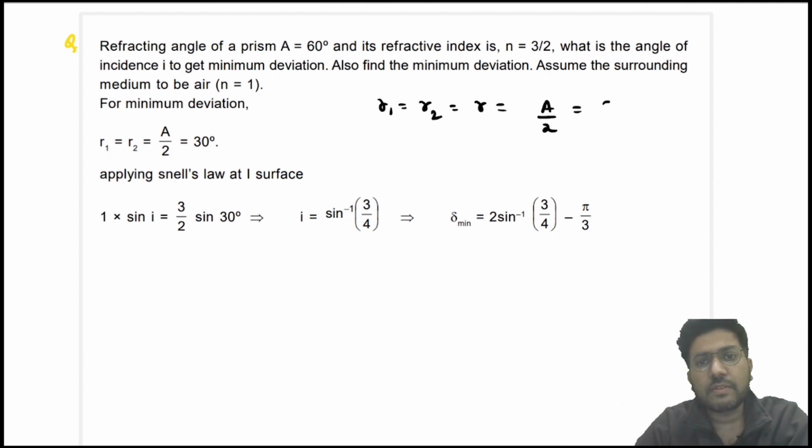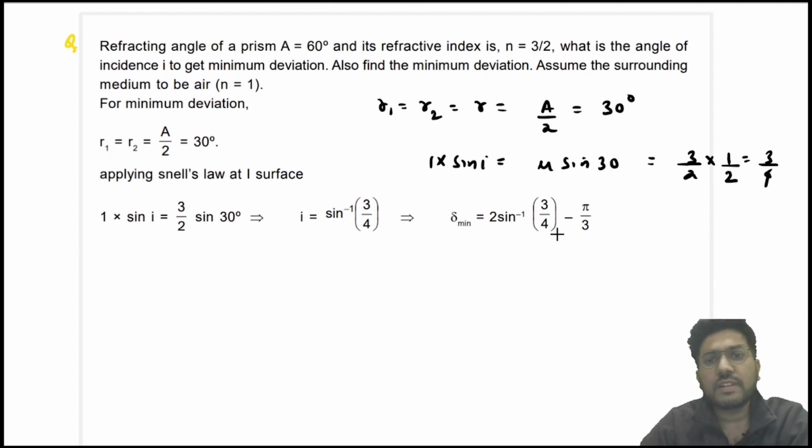So that will be equal to 30 degree because A is 60 degree, right? So I will write Snell's law in any of the surface. I will write mu1 sine, that is 1 into sine I, is equal to mu into sine 30. Okay, and mu is 3 by 2. So from this I will get 3 by 2 into sine 30 is half, that is 3 by 4. So you will get I is equal to sine inverse 3 by 4.